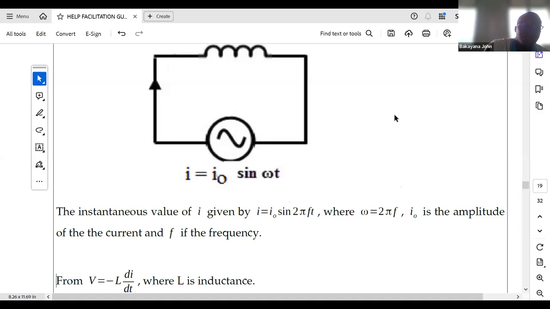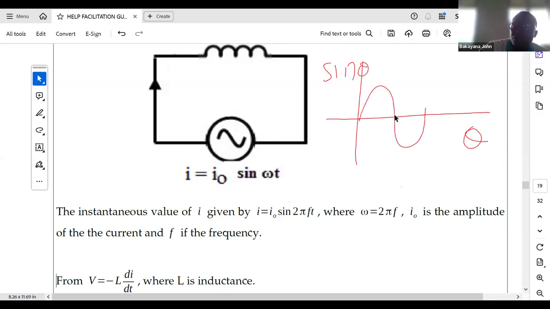Let me sketch it here. For those who have plotted values of sine theta against theta, you have always been coming up with a graph like that. That is called a sine curve. So alternating current always displays the nature of a sine curve.